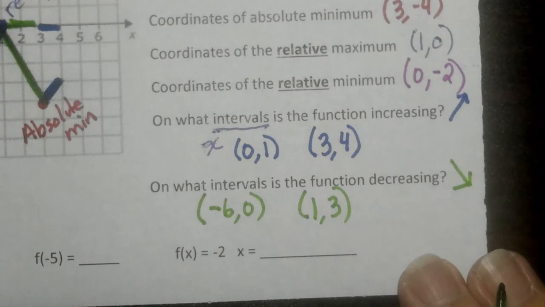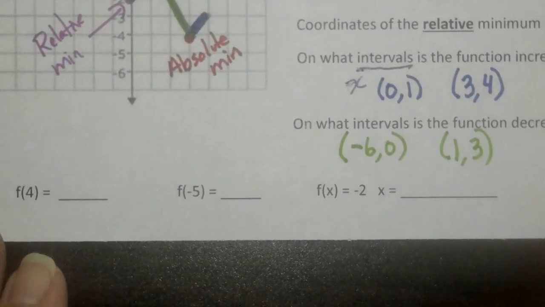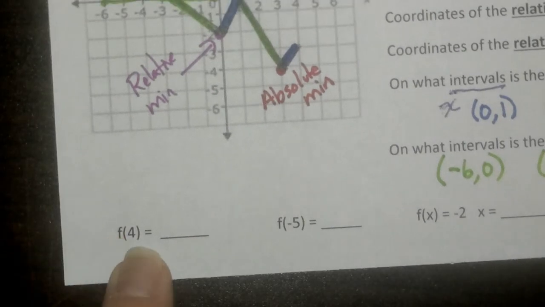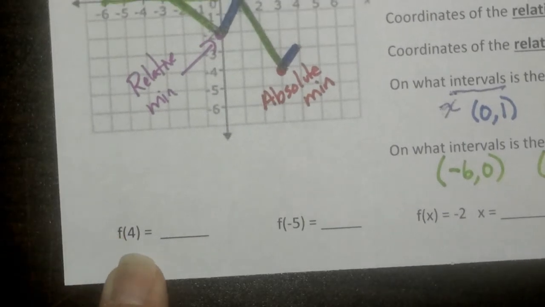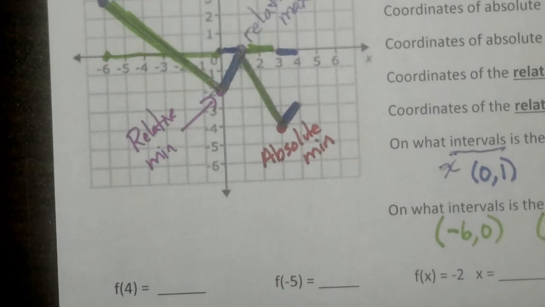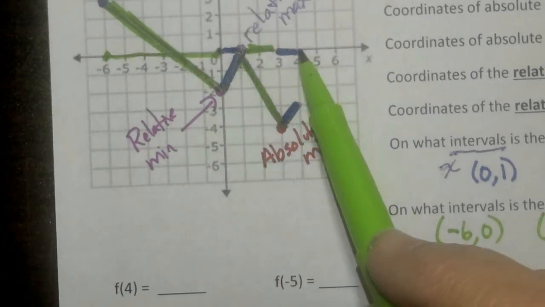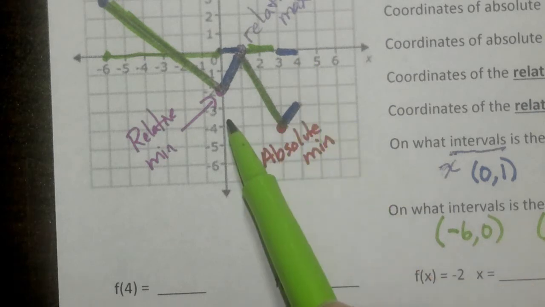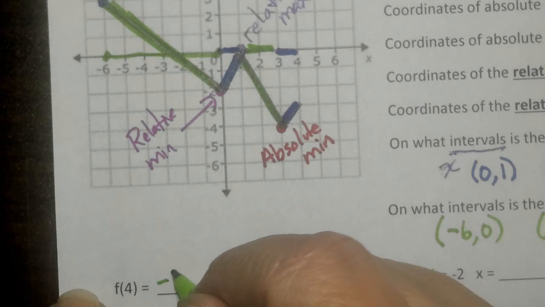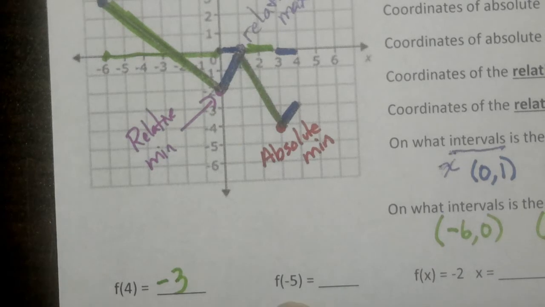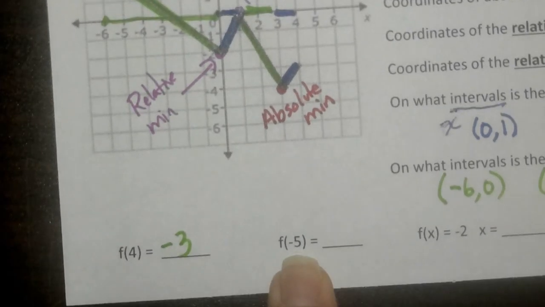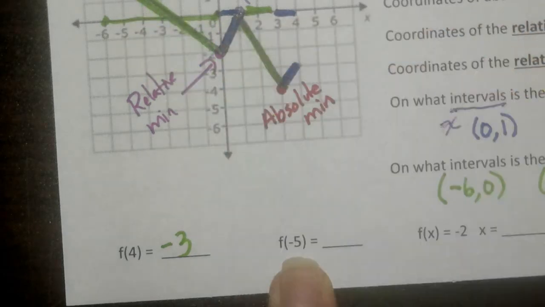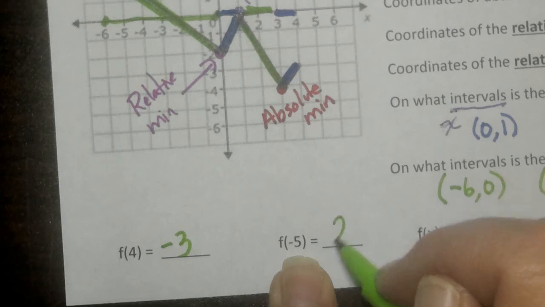All right, these last questions are about evaluating. This is just kind of a review from what we did the other day. So, f of 4. When your input is 4, what's your output? Look on your graph for an input of 4, and then read off the output. What is it, guys? -3. When your input is -5, so -5 on x, what is your output? 2.